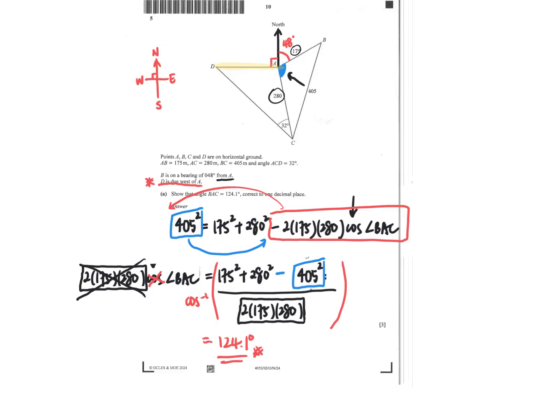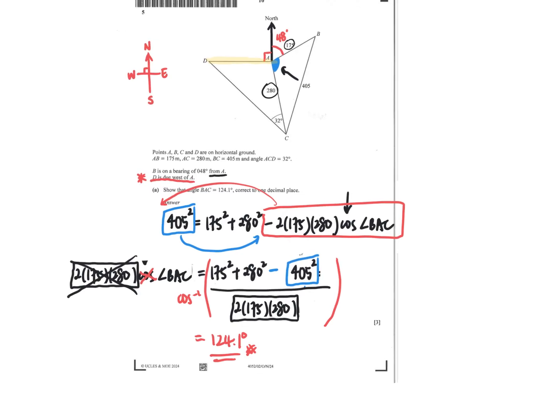Why do they want to find AD? Yeah, they want AD. Can you use the sine rule or not? Do I have enough info? Actually, I have all the angles already. I can find angle DAC by using 360, take away the 90, take away the 48, take away the angle I just found.